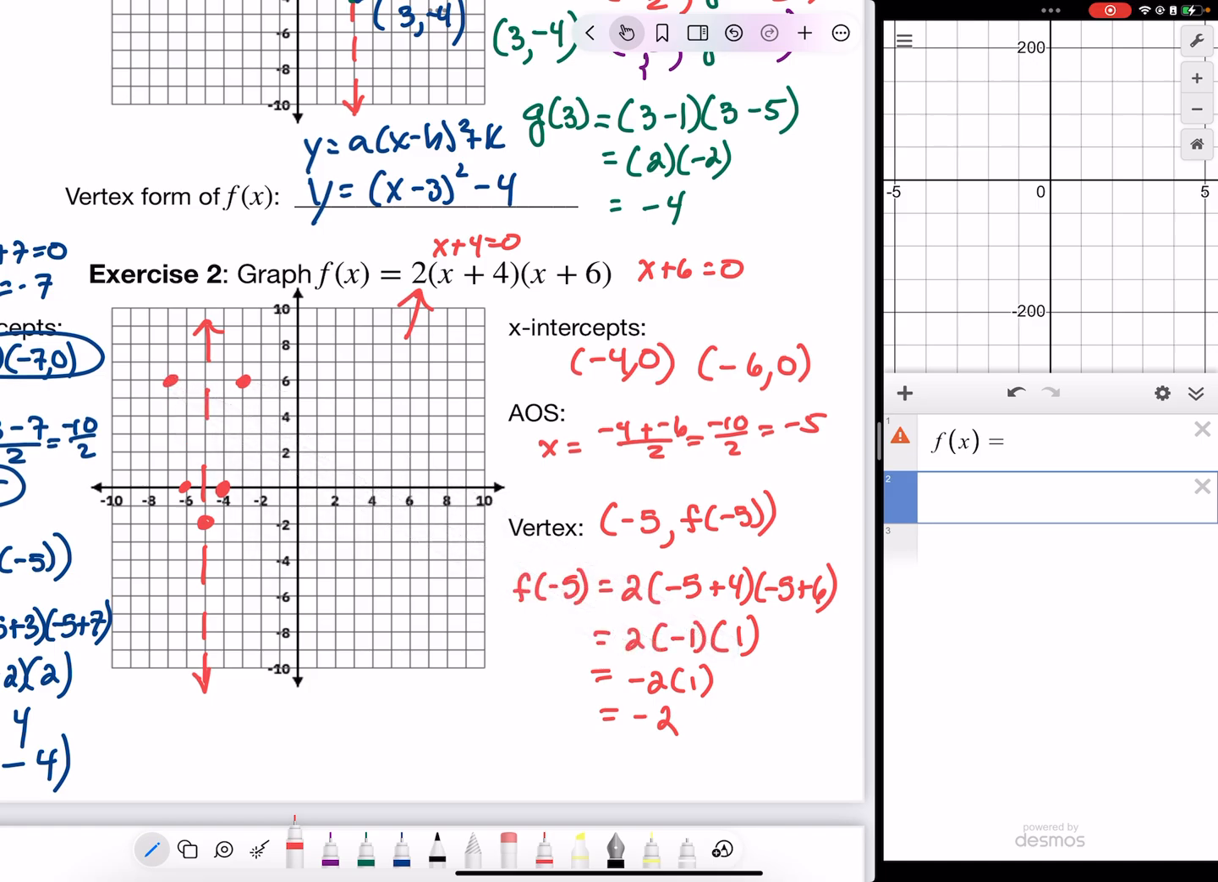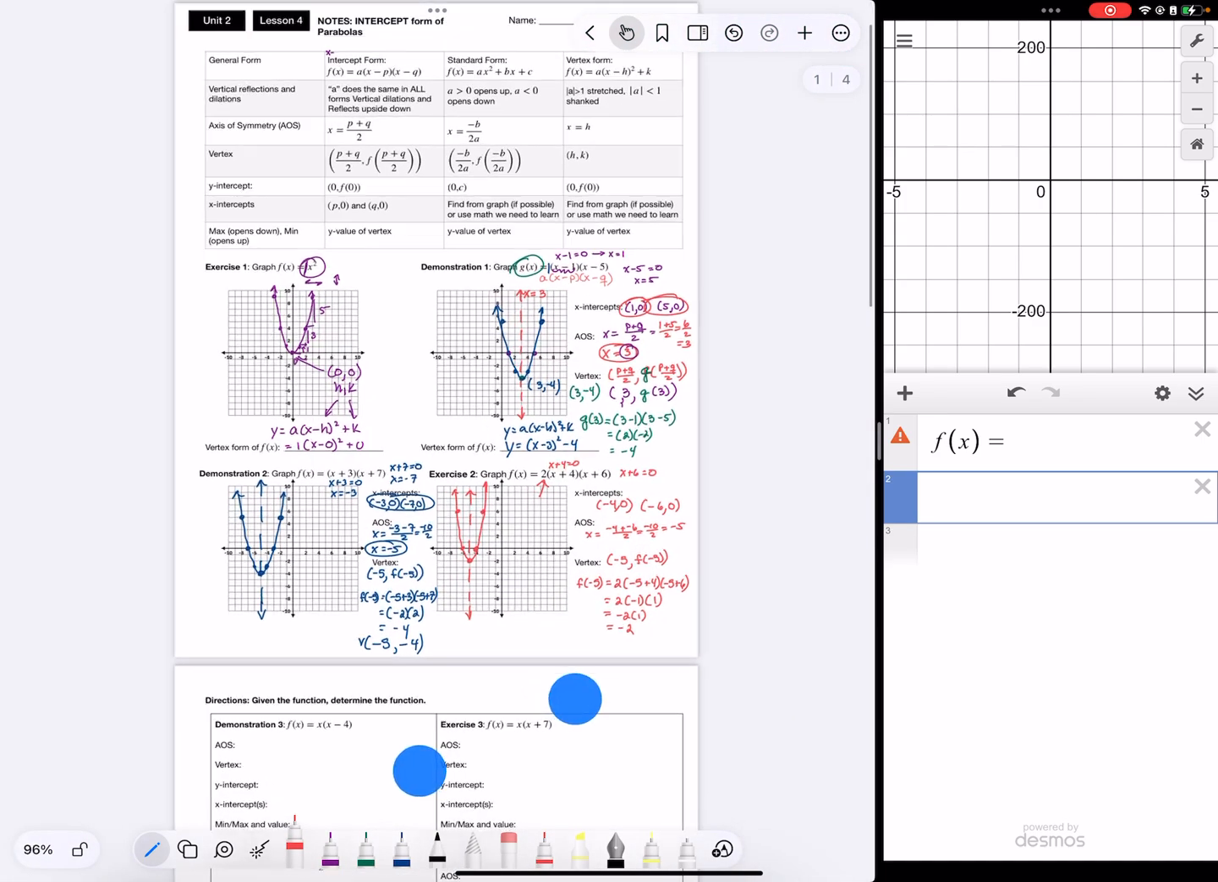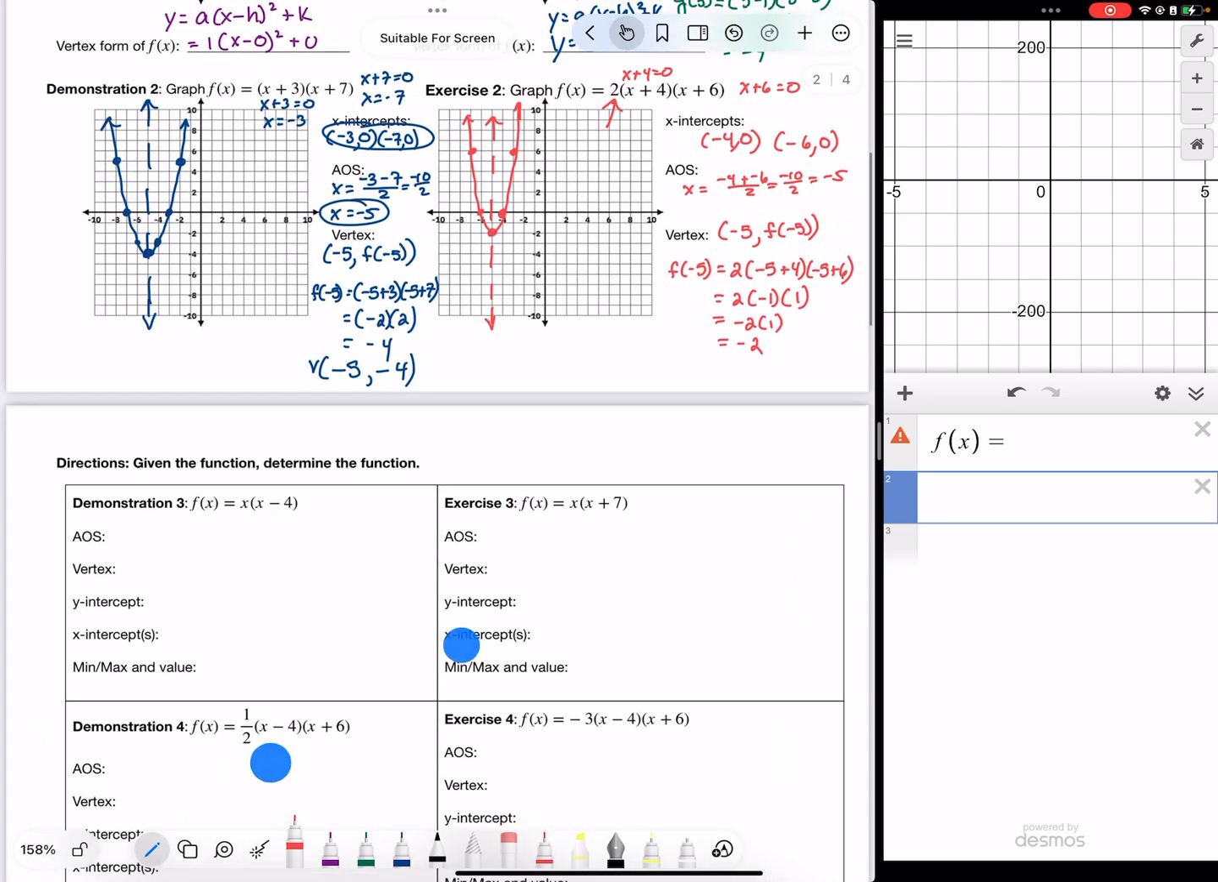And I won't be able to squeeze in another point because I'd have to go up by 10, and I don't have enough room. There we go. Exercise is done. Hopefully you can do that on your own.